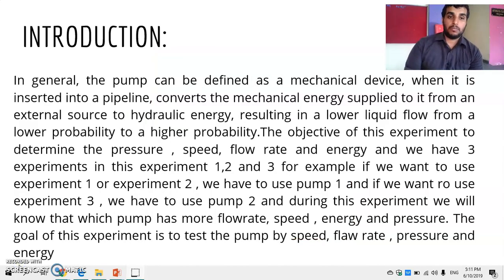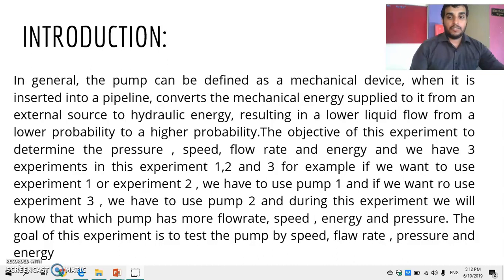So now I'm going to talk about experiment 2, which is the pump test rig. In general, the pump can be defined as a mechanical device that, when inserted into a pipeline, converts the mechanical energy supplied to it from an external source to hydraulic energy, resulting in liquid flow from a lower pressure to a higher pressure. The objective of this experiment is to determine the pressure, speed, flow rate, and energy.